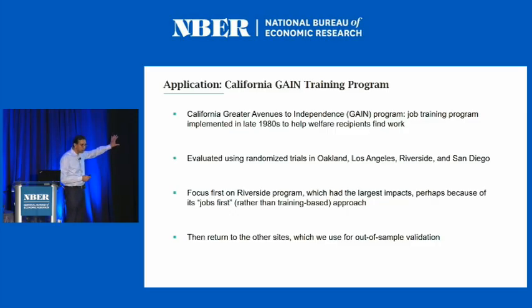So after focusing on the Riverside program, I'm then going to return to the other 3 sites, which we're going to use for out-of-sample validation. And I'm showing you this here, not just to illustrate how the surrogacy method works, but also because I think this approach of out-of-sample validation is extremely important in using any of these techniques. And this is going to be a first illustration of that.